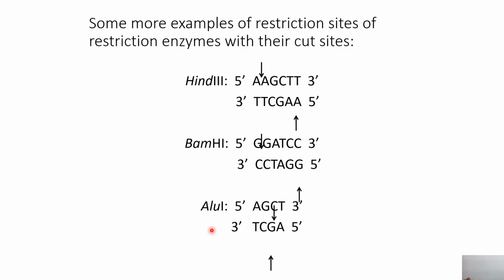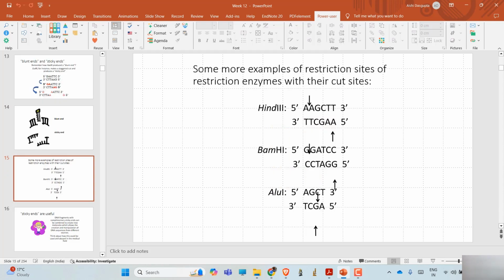Some more examples of restriction enzymes with their cut sites. There is HindIII, which cuts between A base pairs. Then there is BamHI, which cuts between GG. Then there is AluI, which cuts between A and G on both the ends. Sorry, these arrows are a little haywire. Give me a minute.